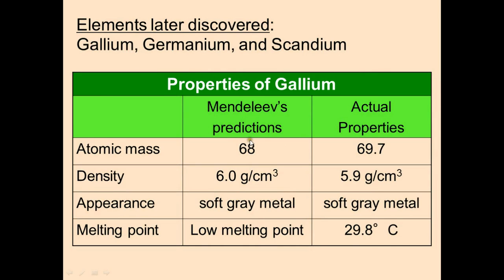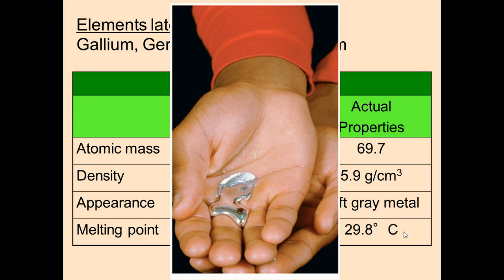Mendeleev predicted that the atomic mass would be 68, and it was 69.7, pretty close. He predicted the density to be 6 grams per centimeter cubed, and it was 5.9, which is super close. He predicted that it would be a soft gray metal, and it was in fact a soft gray metal, and he predicted a low melting point, and it does have a low melting point. Here's a picture of gallium to show how it looks.